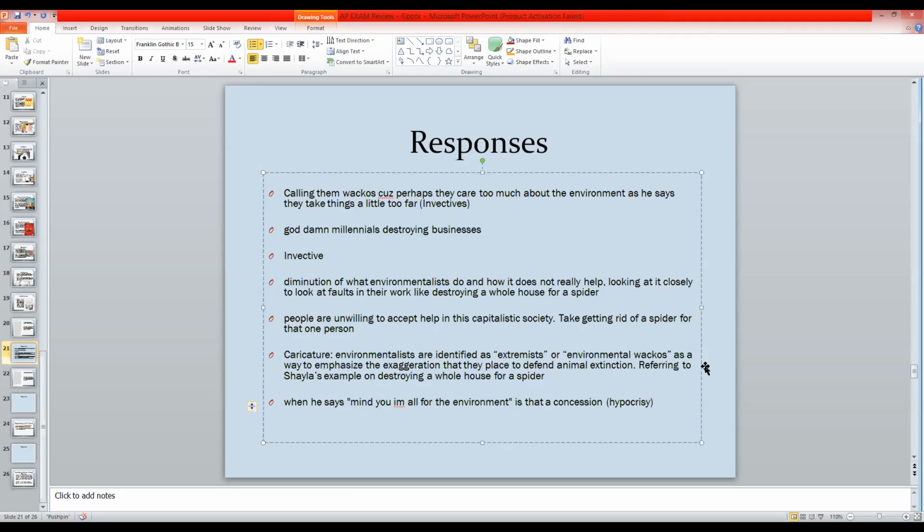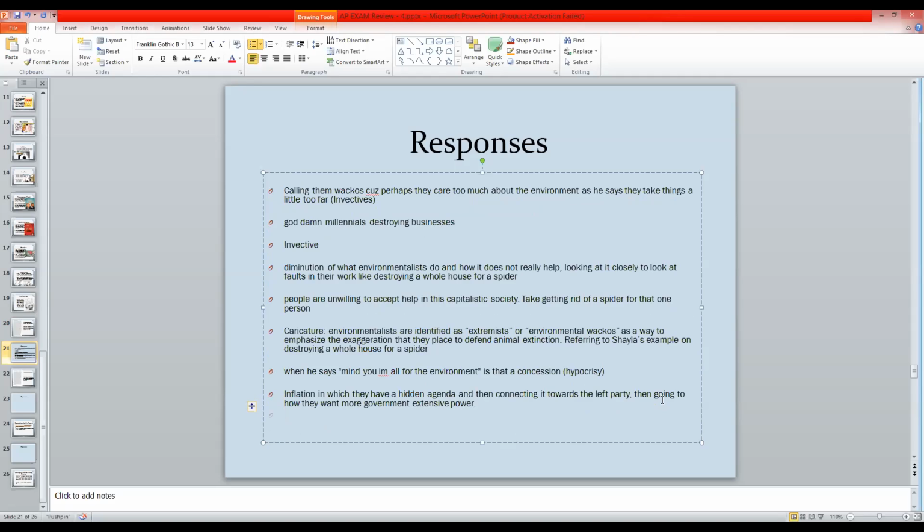And then RJ mentions inflation in which they have a hidden agenda and then connecting it towards the left party, then going to how they want more government extensive power. Yeah, a lot of this is partisan, right? It's political, it's left versus right. So in this case here, they are connecting it towards a particular party and making a caricature of that entire party altogether.